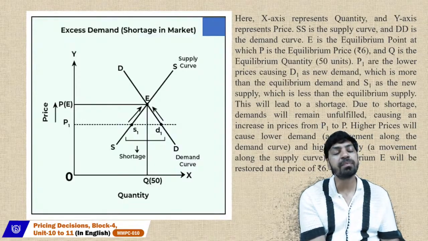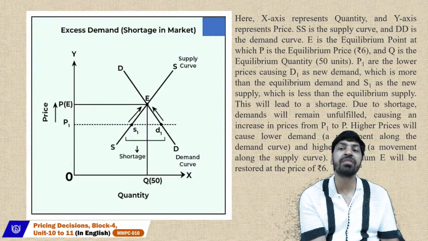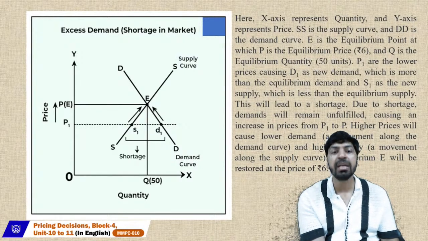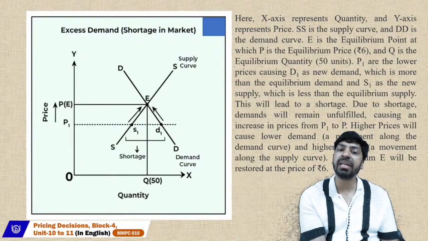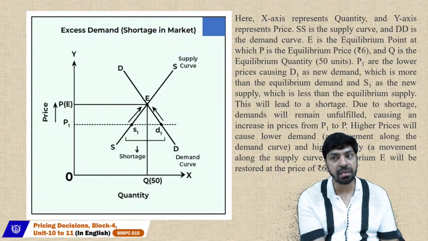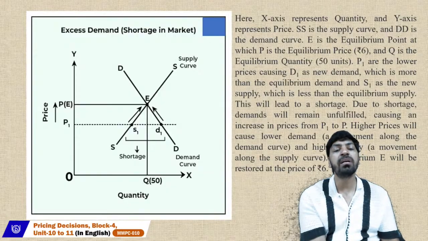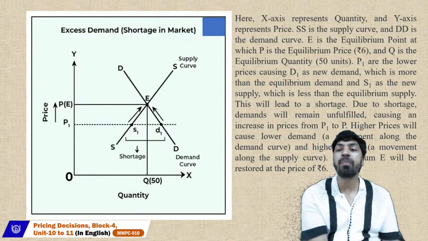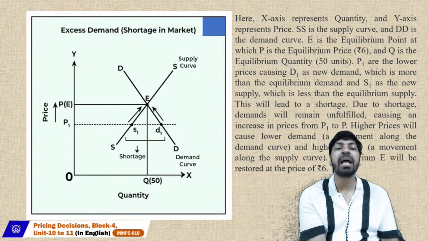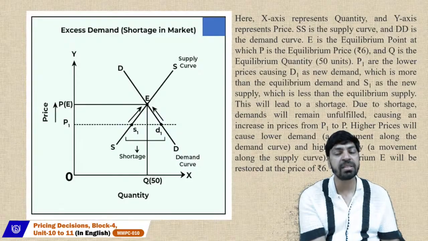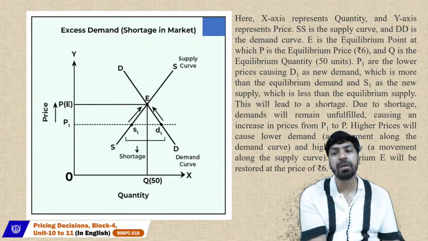The x-axis represents the quantity demanded and supplied of a product, and the y-axis shows the price of a commodity. SS is the supply curve, DD is the demand curve. E is the equilibrium point, or market equilibrium point, at rupees 6, and Q is the quantity demanded, which is 50 units. This is the equilibrium quantity.